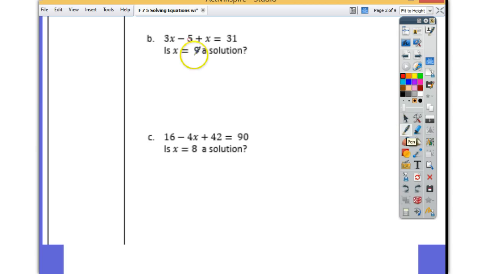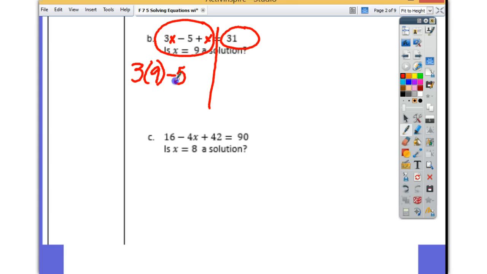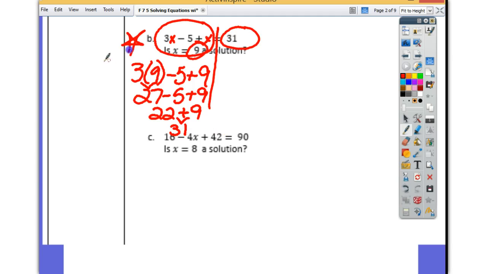Because, let's see, I put 9 in here for the x here and here. Does this side of the equation equal 31? Well, 3 times 9 minus 5 plus 9. This is 27 minus 5 plus 9. 27 minus 5 is 22 plus 9. What does that equal? So, is that the right answer? Yes. It has one solution, and it is 9. How about C? Yes or no?